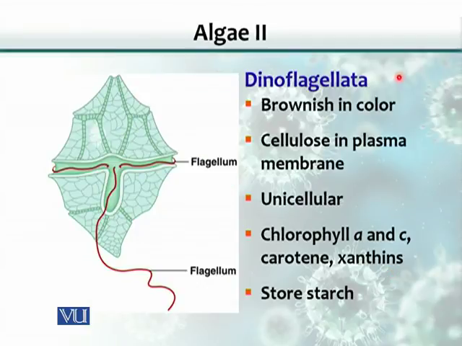Next group is Dinoflagellata. They're also brownish in color. Cellulose is contained in their plasma membrane. They're also unicellular, and they have flagella. Actually, there are two flagella basically. One goes around it, and the other is hanging like this. They also have chlorophyll A and C, carotene and xanthins, and they store starch. So starch is used in the food industry as well.